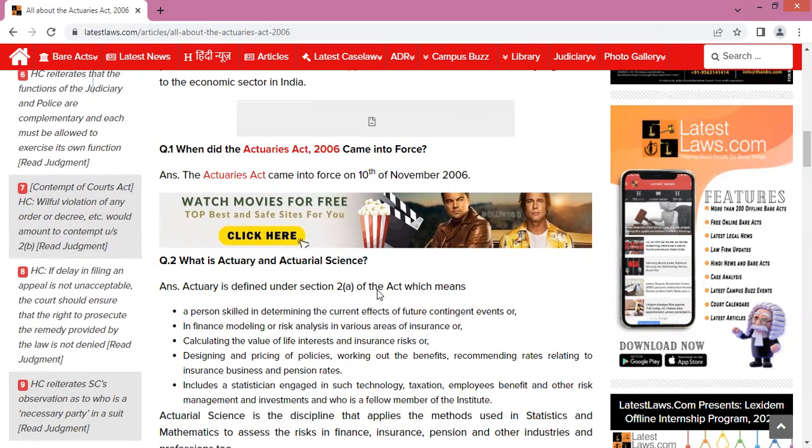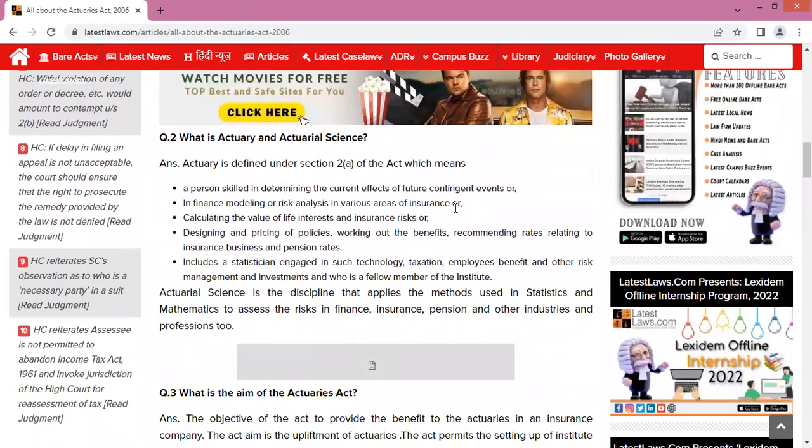Next, how did the Actuaries Act 2006 come to India, and why was it required, right? How did it come? It comes under section 2A, which means a person skilled in determining the current effects of future contingent events, or in finance modeling or risk analysis in various areas of insurance. It's related to insurance. We have seen the Actuaries Act is related to insurance companies.